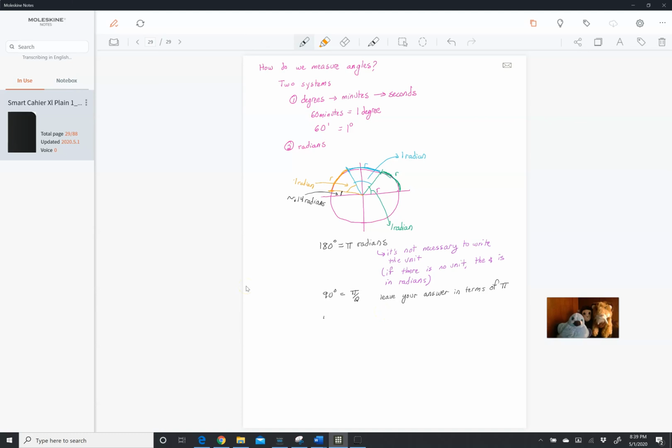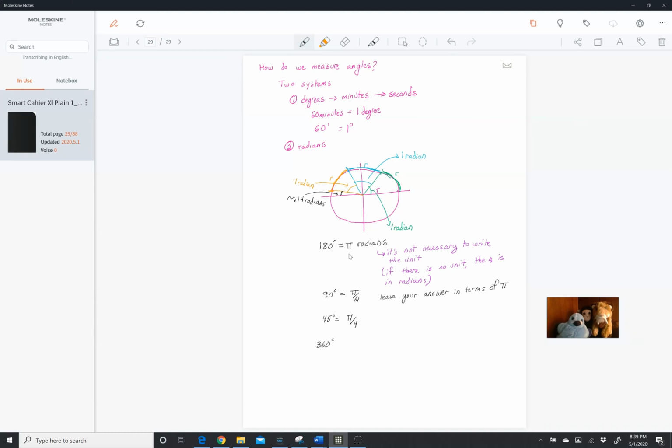45 degrees. Well, 45 is half of 90, so if we take pi over 2 and divide that by 2, then it would be pi over 4. Another way to look at it is that 45 degrees is 1/4 of 180 degrees. So this is equal to pi over 4.